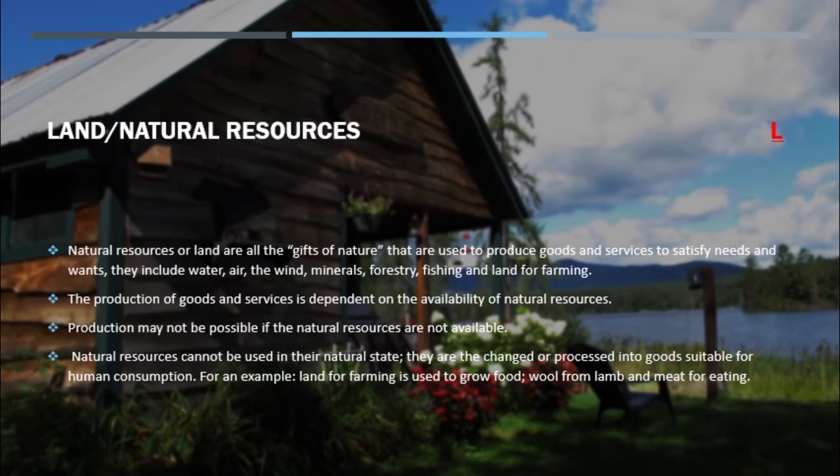So here they make an example of land used for farming is used to grow food, wool from lamb, and meat for eating. Even with gold and some precious minerals, they have to be processed in order for you to see the final product. Gold does not look like what it does when it comes out from the ground. It comes out in the form of an ore, which is normally melted down and put into gold bars, and then which are further processed into rings and other jewelry.